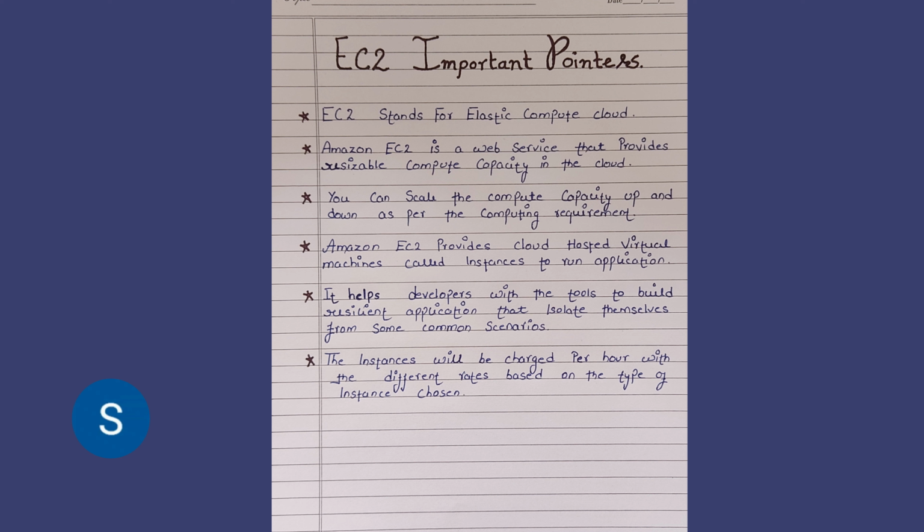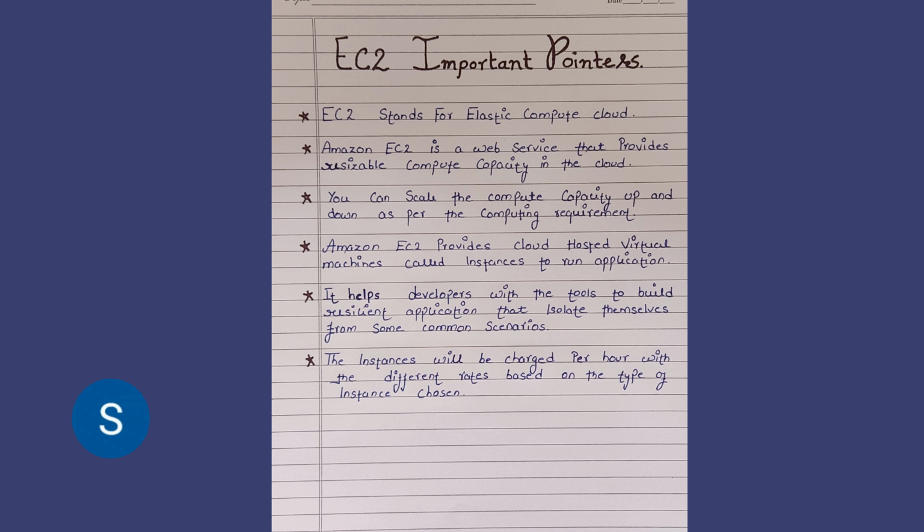Now let's discuss the fifth pointer. It helps developer with the tools to build resilient applications that isolate themselves from some common scenarios. So in EC2, developers can build their resilient application in an isolated environment by using instances, also called virtual machines. Let's discuss the last point. The instances will be charged per hour with a different rate based on the type of instance chosen. So in EC2, you only have to pay for the instance you choose, and for as long you use it. That's it. So these all are the important pointers of EC2.